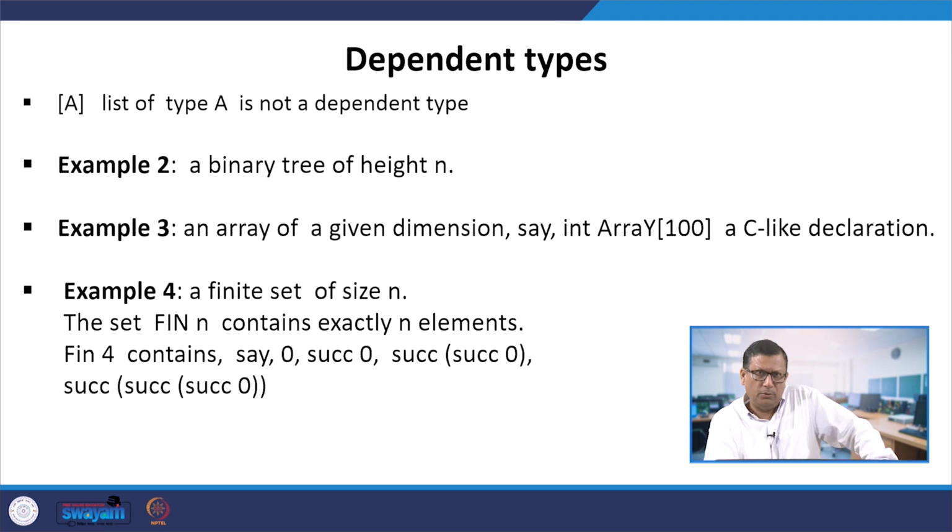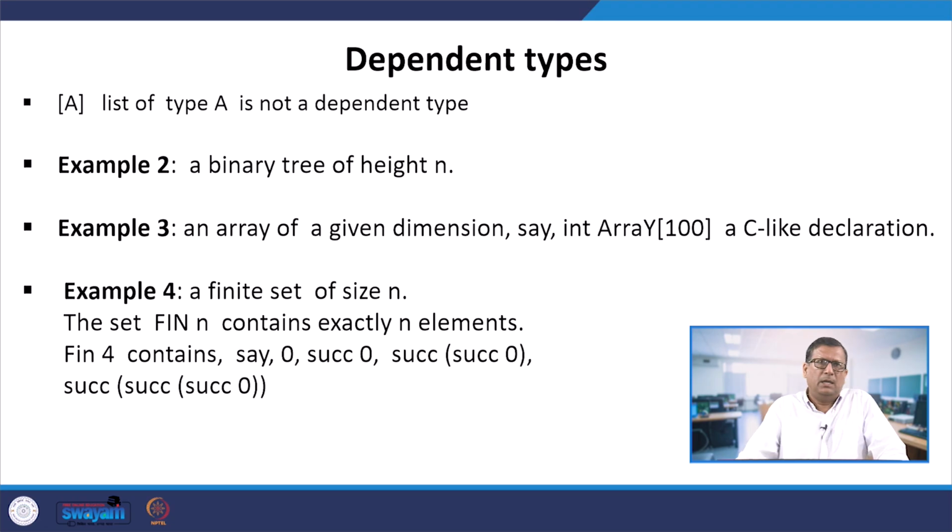If we want to make it a dependent type, then we have to use some notation like list A n. That means it is now dependent. That means we are saying list of size 3 or list of size 10. That would make it a dependent type in this terminology.